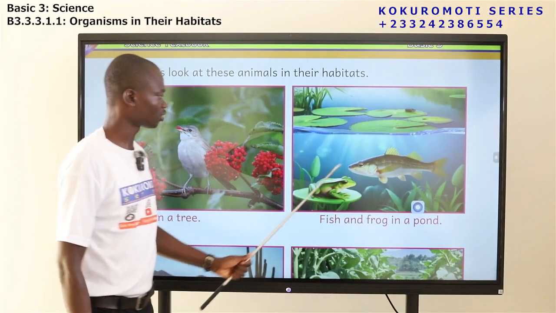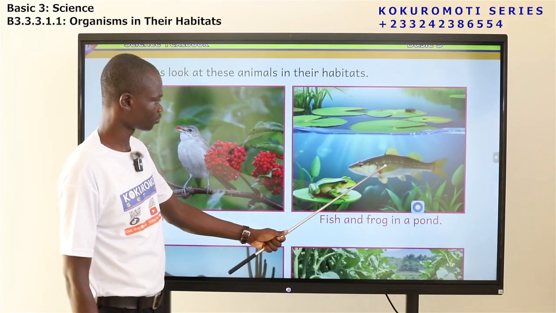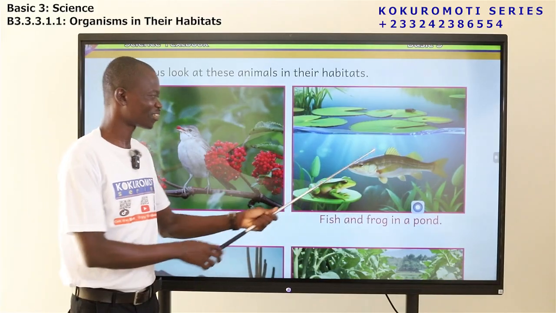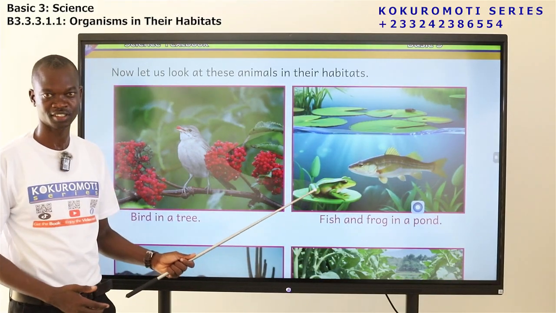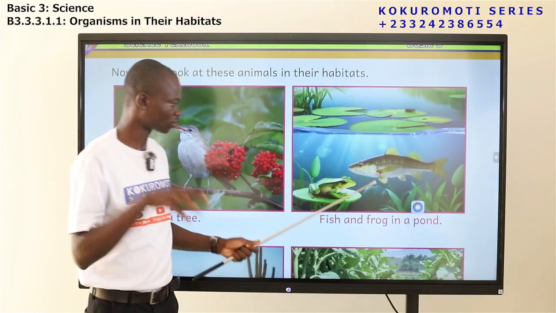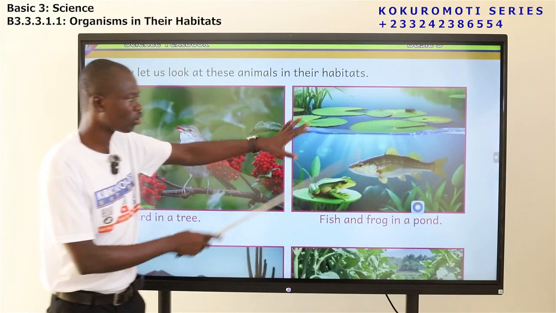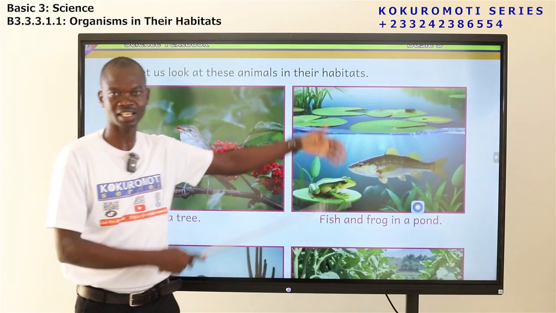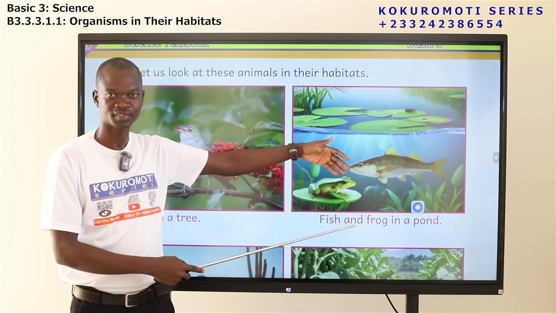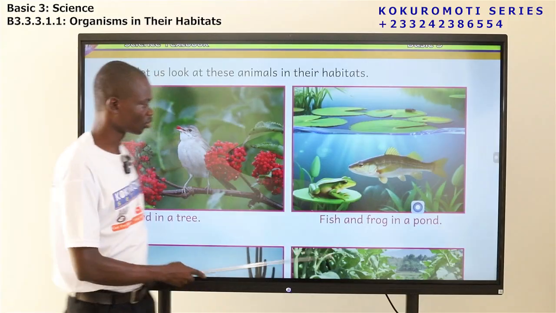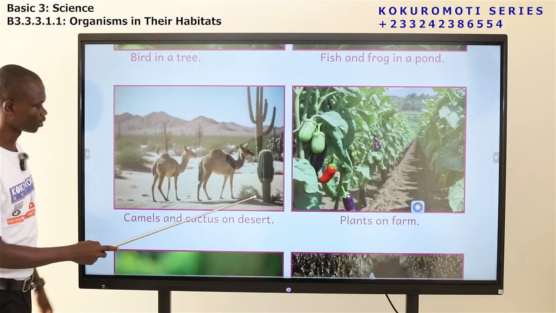Let's come to this side. What do you see here? This is fish. This is frog. And I believe you know fish cannot live on top of trees. So fish, they live in water. So fish and frog in a pond. The pond here is a habitat for these animals. I believe you are understanding it. You are getting it. Okay, so now let's look at the next one.